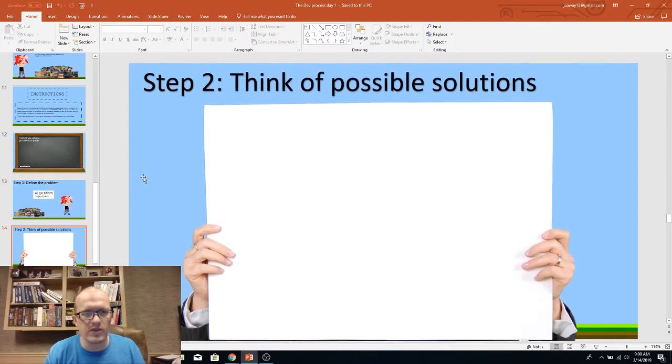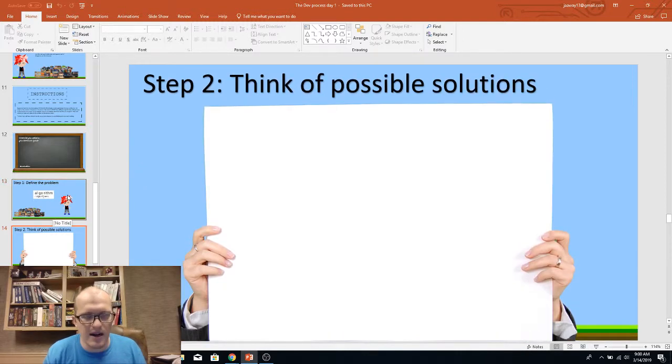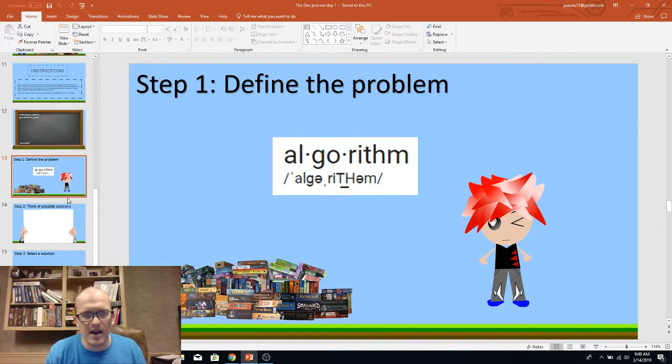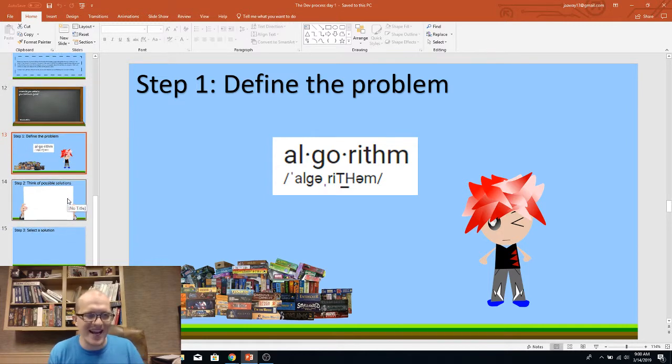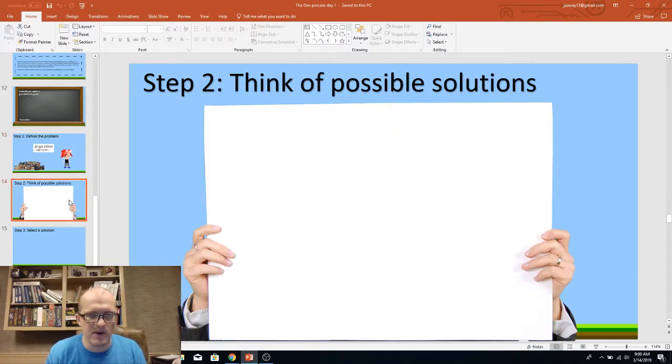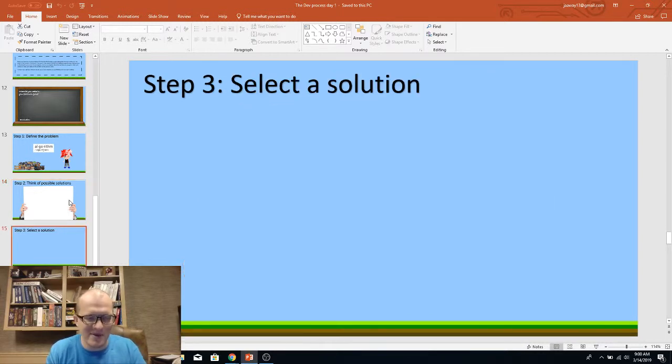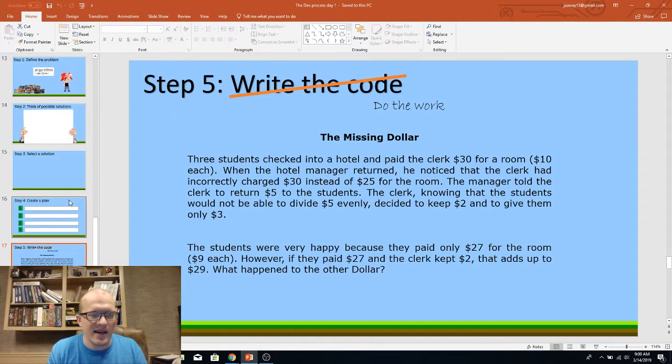So anyway, step 1, we're going to go through these again, just really quick. If we had classroom examples of you guys, I was going to bring them in, but we don't. So, define the problem. You're coming up with an algorithm to solve some kind of problem. Think of possible solutions. All this we were going to do together, but we don't get to because you're not in here. Create a plan.